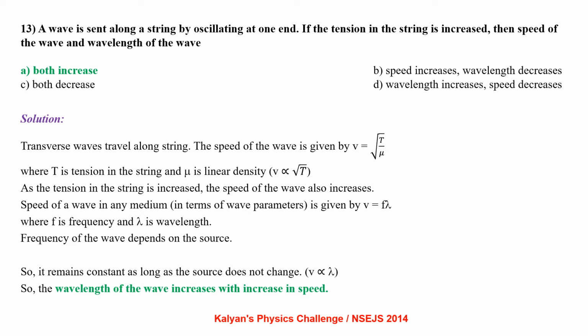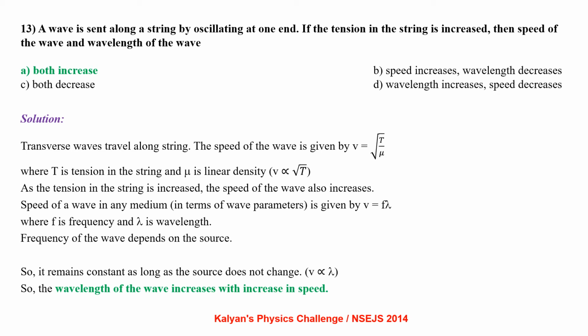in the string and mu is the linear density. From the formula we can write v is directly proportional to the square root of T, as the linear density remains constant. As the tension in the string is increased, the speed of transverse waves also increases.